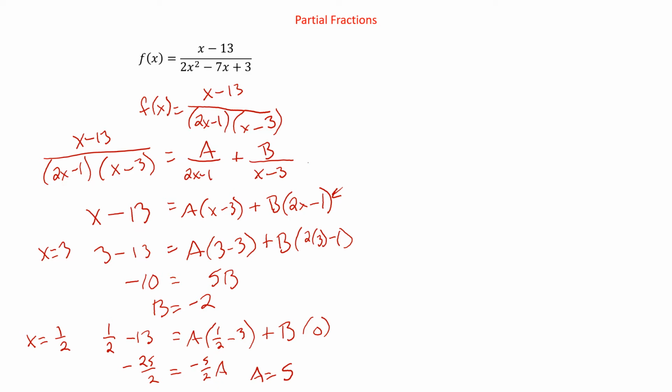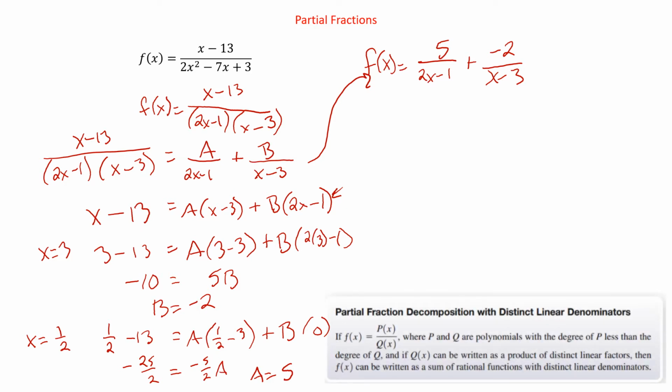We're just going to take this equation again and put in a. So we have 5 over 2x minus 1 plus negative 2, or we could go minus 2 over x minus 3. And that is f of x. If we made our common denominator and added them together, we would get x minus 13 over that denominator. And so that's partial fraction decomposition, is what it's called.